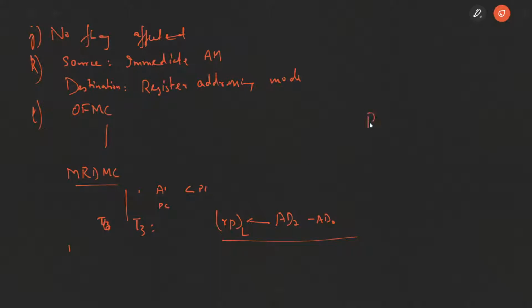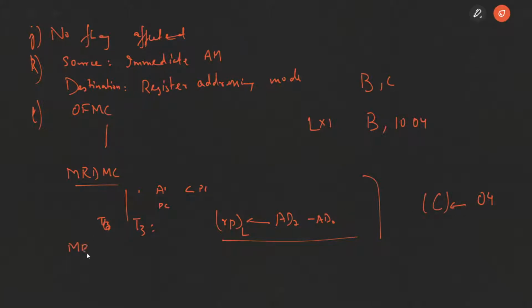Say for example, we have an instruction LXI B, 1004. Fine. So B refers here to the register pair BC. So what happens in the first memory read machine cycle? 04, that's the least significant byte, will go to register pair C.